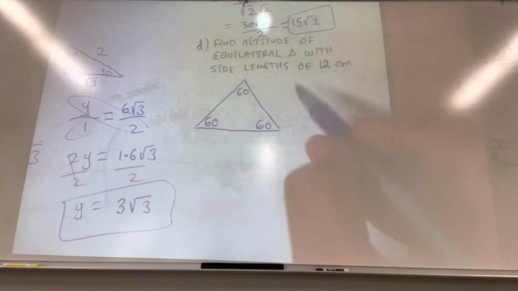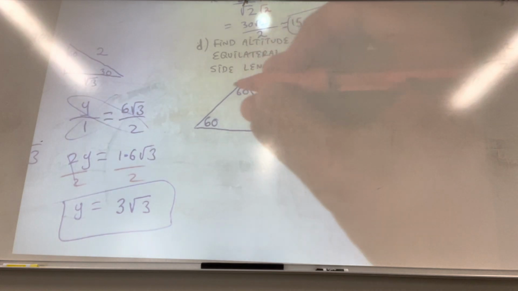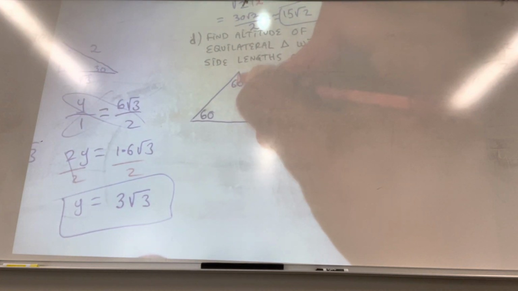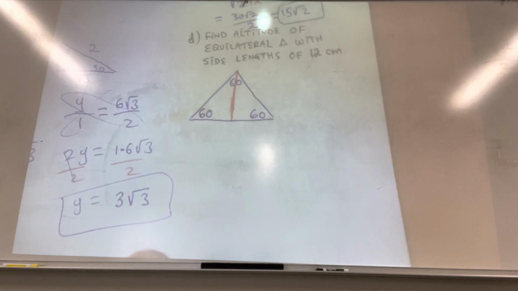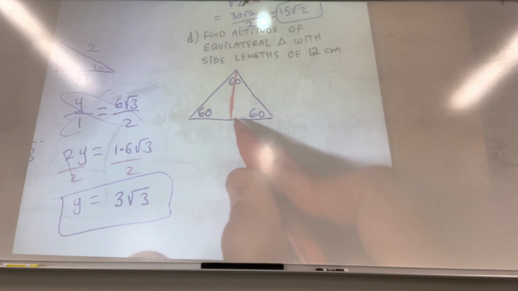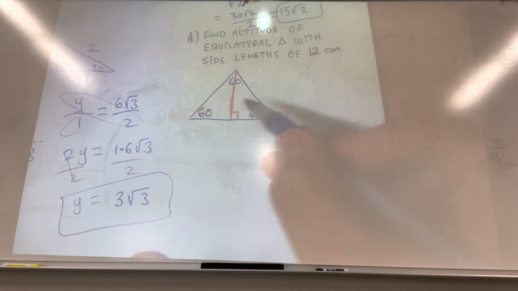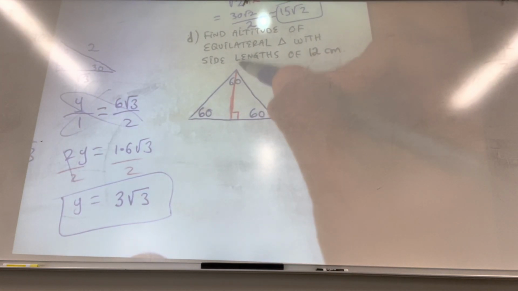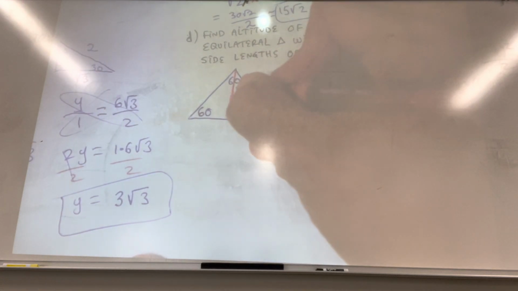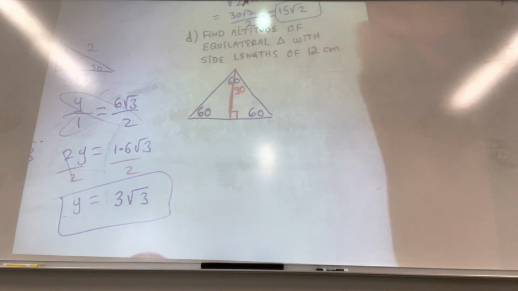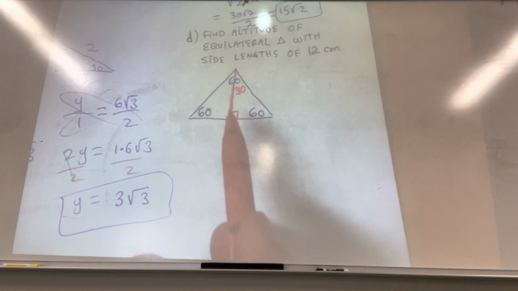Okay. Now, it says find the altitude. So I'm going to draw the altitude. And David, that altitude means height. And when you draw the height, it makes what angle with the ground? Right angle. And since it was all symmetrical, when we drew the altitude, what did it do to my 60 here? It cut it in half. So now it's a 30. Oh, wait a minute. I see a triangle here that's a 30, 60, 90.